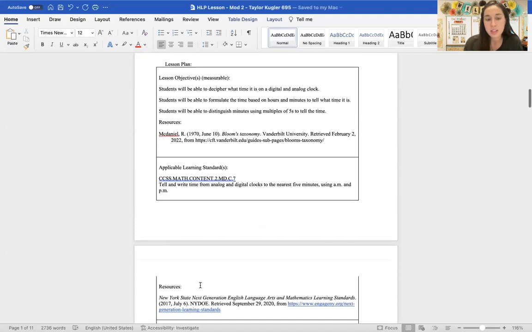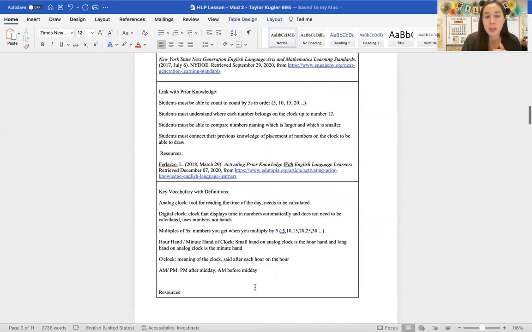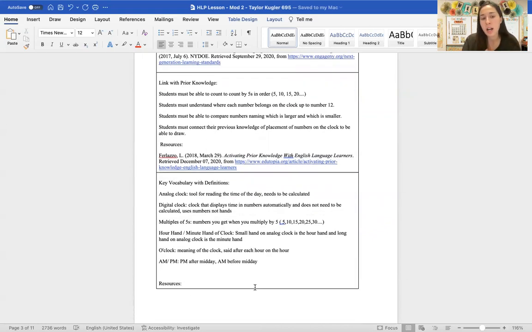Kind of went through the left-hand objective and standards. Prior knowledge, they need to know counting by 5s. So 5, 10, 15, 20. Comparing numbers such as 6 and 7 to know which one to go back to in terms of time and to be able to place numbers correctly. Analog clock, digital clock, manipulatives of 5, hour hand, minute hand, all different types of vocab that we're using.